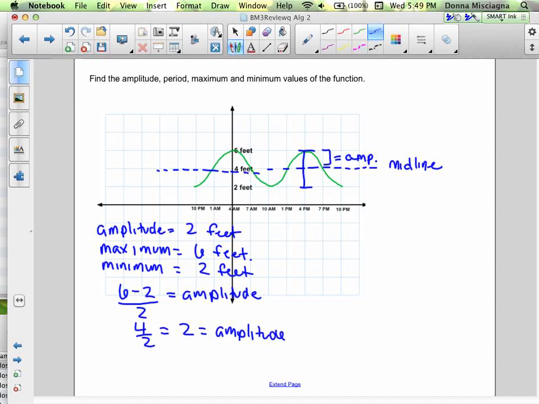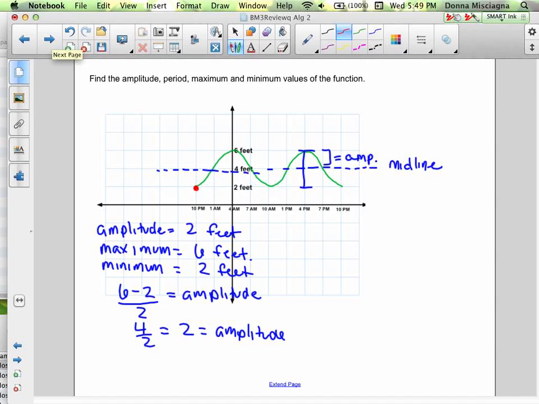And then the period is just where the graph starts over again, right? And you can look anywhere you like. You can start anywhere you want on the graph. I'm going to start here. I'll just start at the beginning, and then I look to where it repeats again.